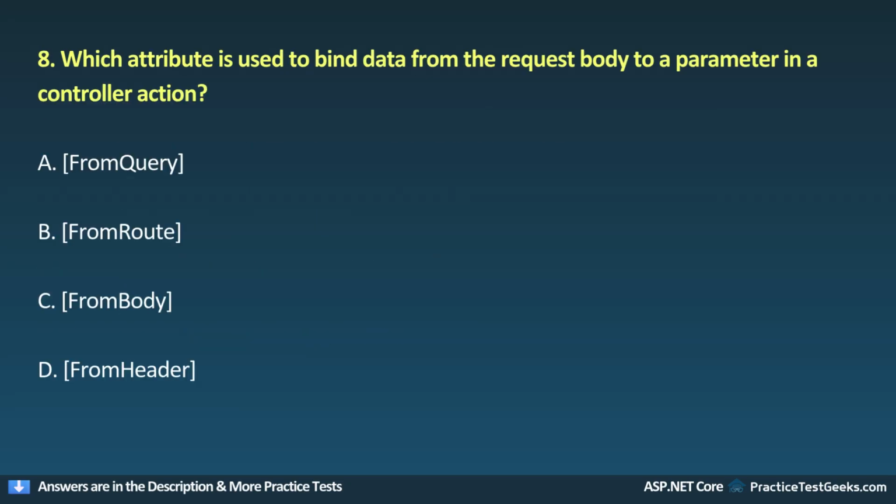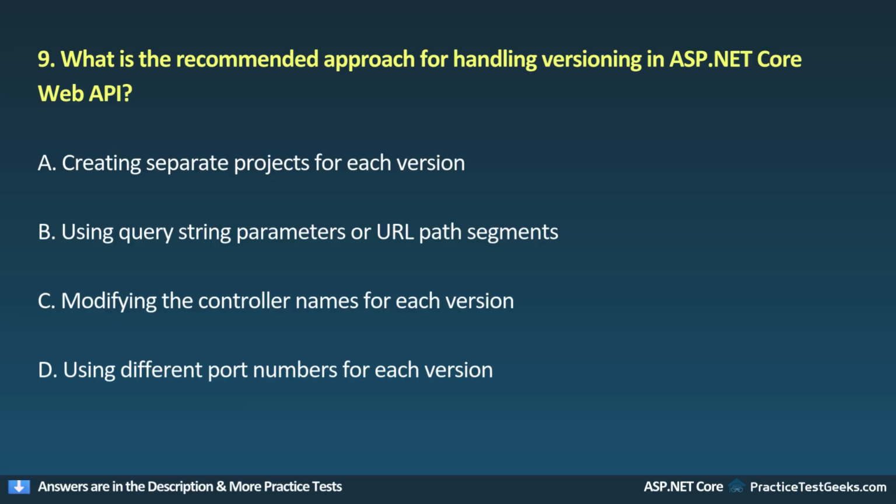8. Which attribute is used to bind data from the request body to a parameter in a controller action? A. FromQuery. B. FromRoute. C. FromBody. D. FromHeader. 9. What is the recommended approach for handling versioning in ASP.NET Core Web API?